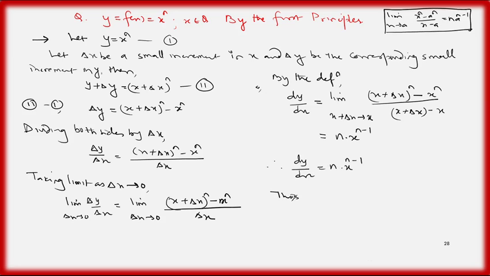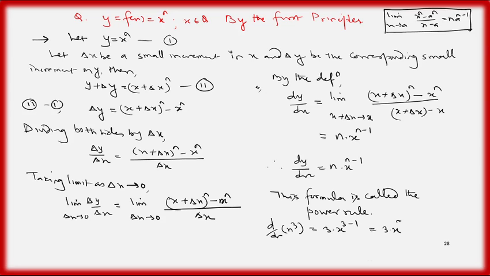This formula is called the power rule. So if you need to find derivative of x cube, simply 3x^(3 minus 1), it will be 3 times x square. We can use this formula later on, but the upper one is using first principle.